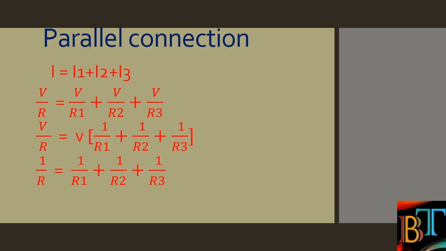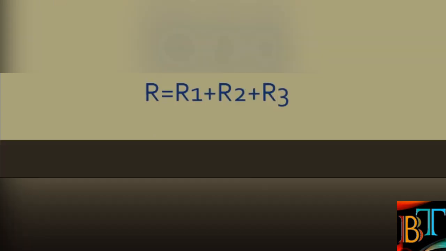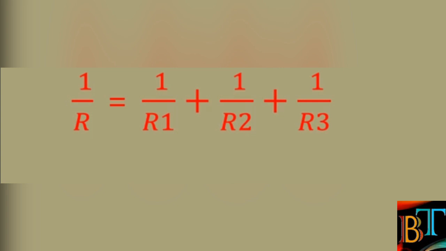where Rp means parallel connection. 1 by Rp is equal to 1 by R1 plus 1 by R2 plus 1 by R3. Thus, in the parallel combination, the reciprocal of the equivalent resistance is equal to the sum of the reciprocals of the individual resistances. So, we can conclude that in a series combination, the equivalent resistance is equal to the sum of the individual resistances, and in parallel connection, the reciprocal of the equivalent resistance is equal to the sum of the reciprocals of the individual resistances.